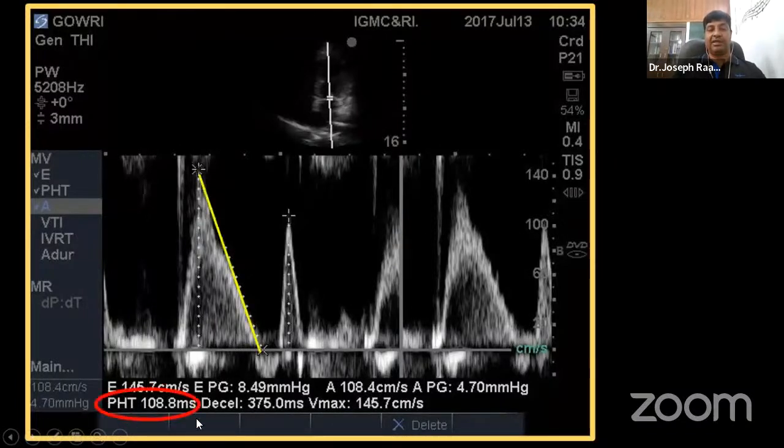How to do that? Here comes the pressure half-time. There is a standard formula: 220 divided by your pressure half-time will give you the mitral valve area. This is more standard than your planimetry. So if this is 108, you take it as somewhere around 2 centimeters squared. So we know that in this particular patient, we are not dealing with severe mitral stenosis. So we can plan your anesthetic management accordingly.